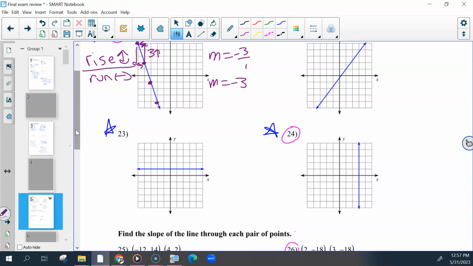23 and 24 both are the same. You have to remember your HOY box. Our horizontal lines have 0 slope, the y equals is not really important for this one. And then your vertical lines have undefined slope. So 23 is a horizontal line. So by default, the slope is always going to be 0.